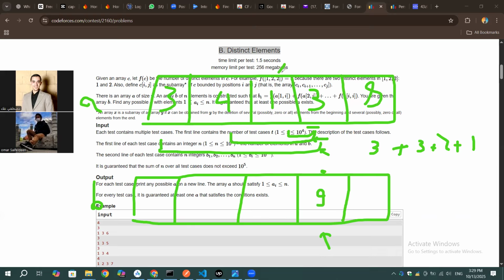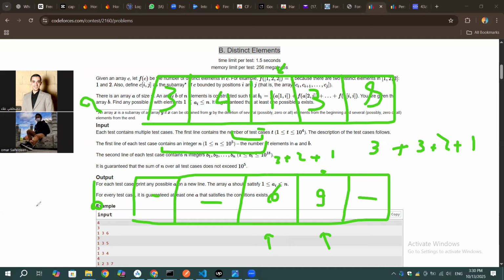Let's say for this one, what will it be? Wait, let me clear. If we want to see the answer for B here, it would be f function here, plus f function here, plus f function here, which will be 3 plus 2 plus 1, which is 6. By the way, the same thing will happen for all of them. So what's the question saying?